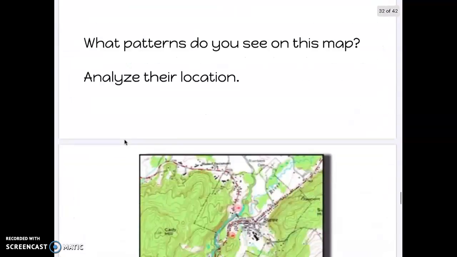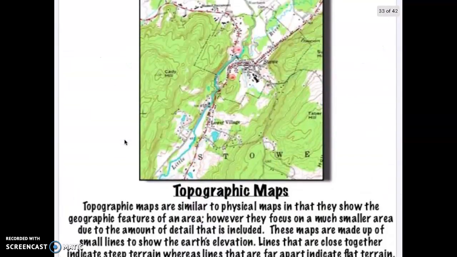So let's keep going. And this one's a topography map. I actually used this one for the first time this summer when I was doing a lot of my hiking. So topography maps are similar to physical maps in that they show the geographic features of an area. However, they focus on a much smaller area. So it's really zoomed in. And they show a smaller area due to the amount of detail that is included.